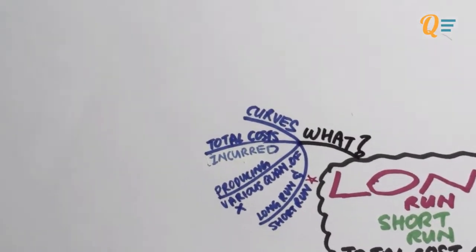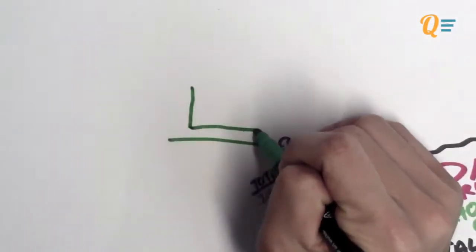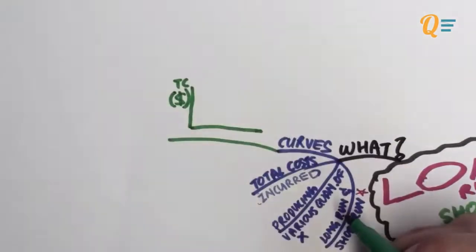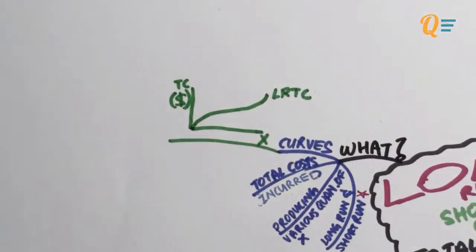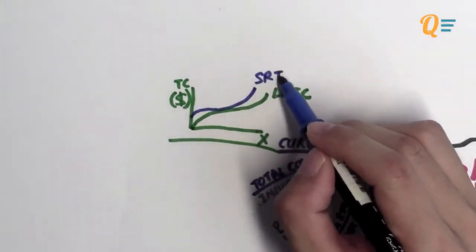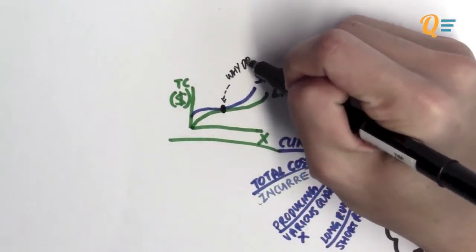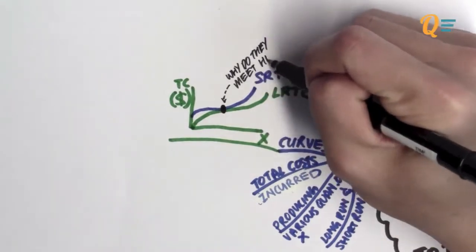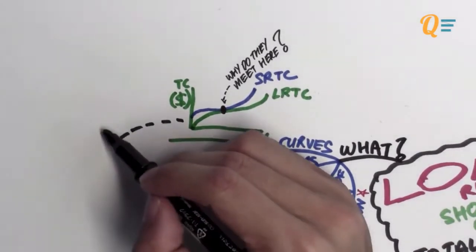Alright, we're going to start with what the curves look like first, so just let me show you what the total cost curves are. So you have a graph with the total cost on the vertical axis and quantity on the horizontal axis. So that's your long run total cost and that is your short run total cost. So one of the things you should be asking is, why do they meet here? Why do they intersect at this point? So we're going to find out how we're going to be deriving these total cost curves.